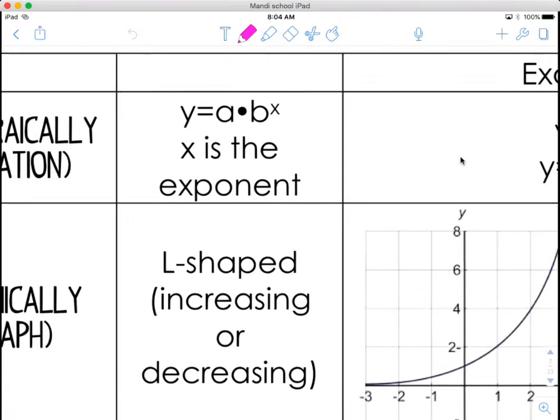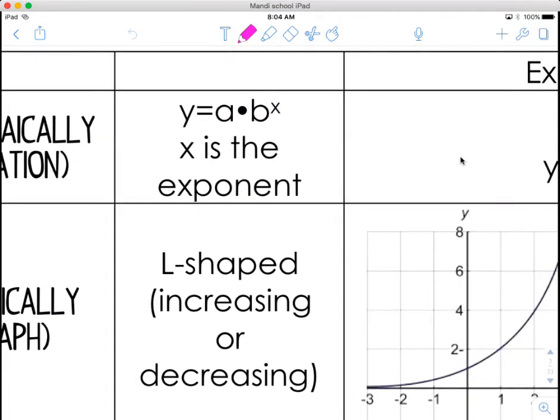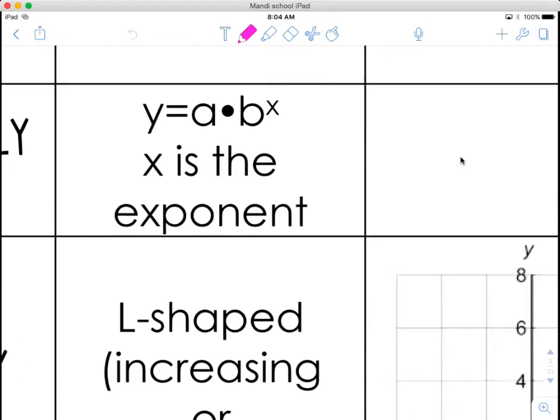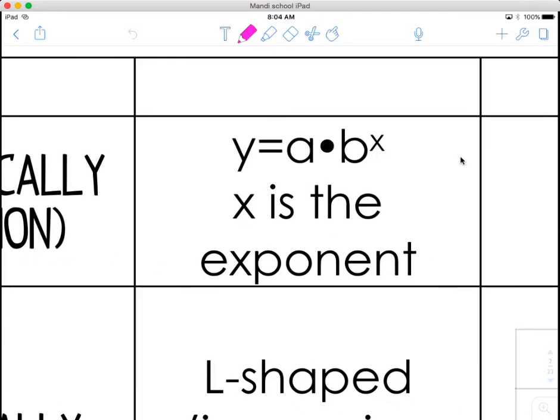This is the generic equation. We've seen this with lines. We've seen it with quadratics. With a line, it's y equals mx plus b. With a quadratic, it was y equals x squared. So this one has the exponent, that is the variable x. That's how you know that it's an exponential. X is the exponent.